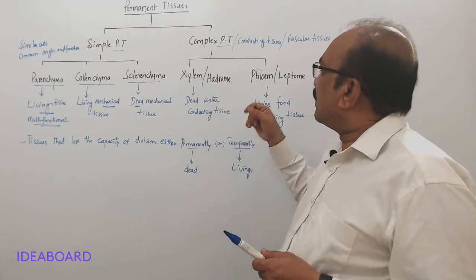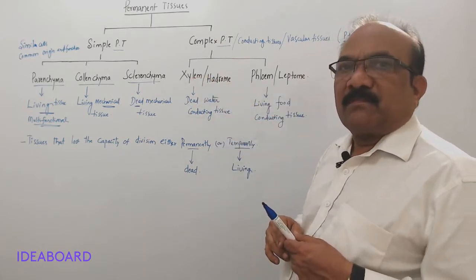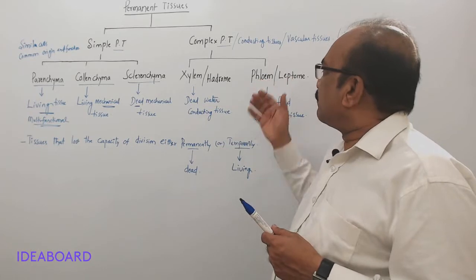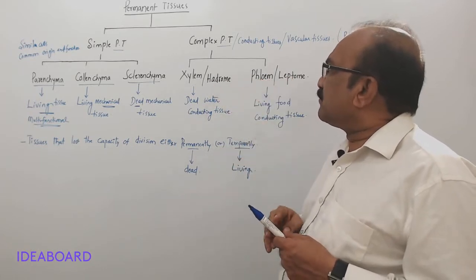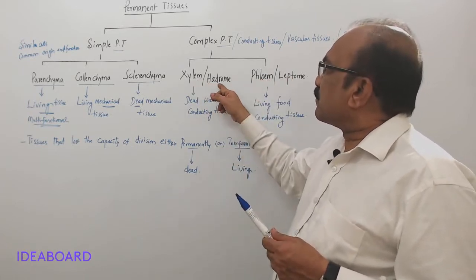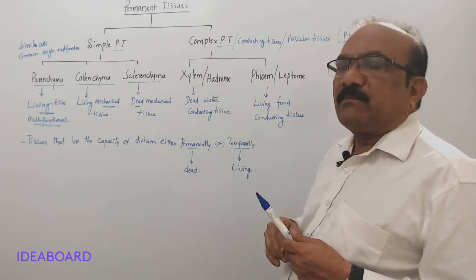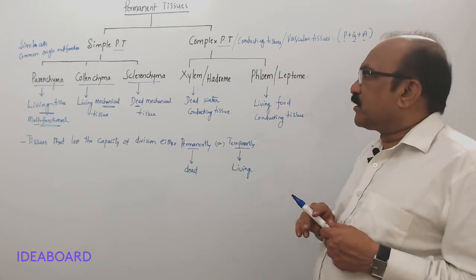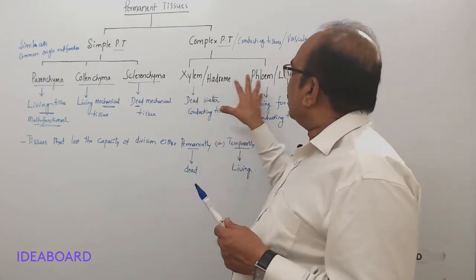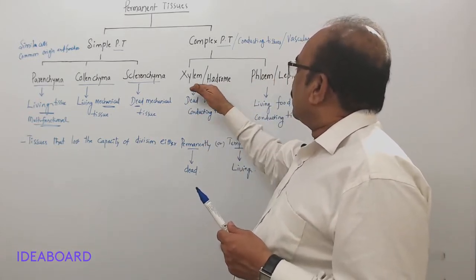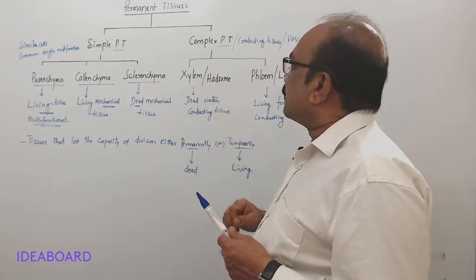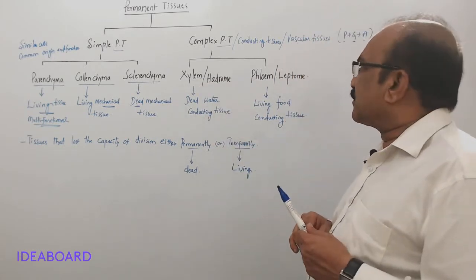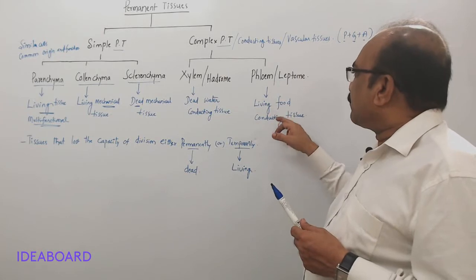Now let us say these complex tissues are of two types: xylem and phloem. But remember the alternate names also. The xylem is also called hadrome, and phloem is also known as leptome. The difference is that xylem is a water conducting tissue, whereas phloem is a food conducting tissue.